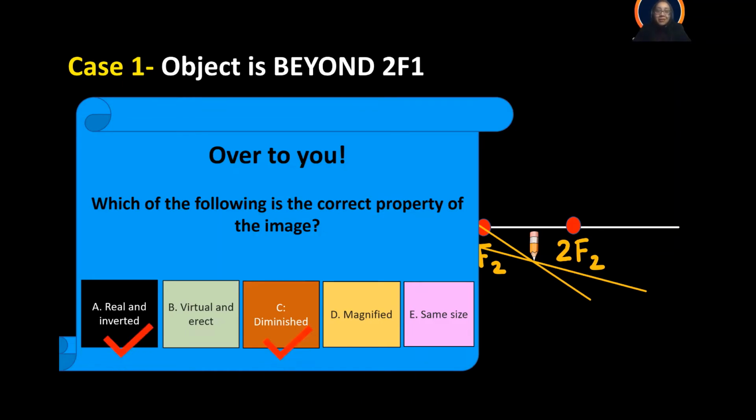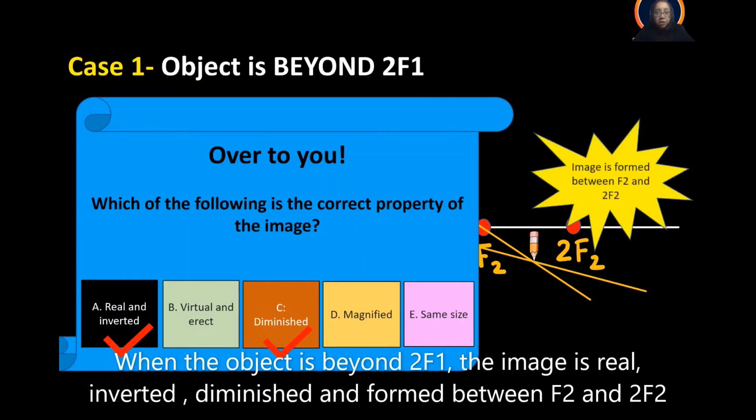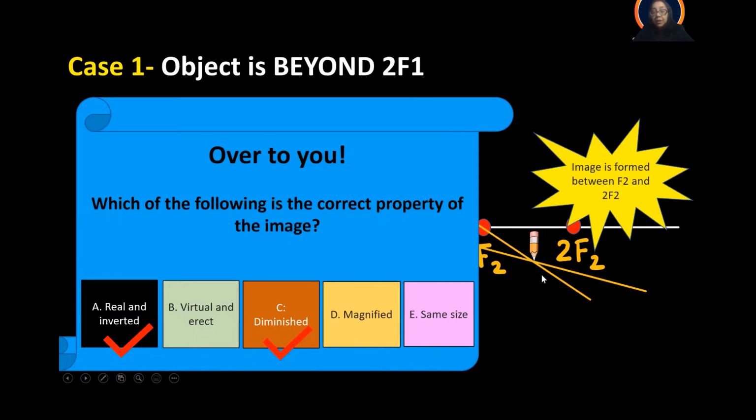I'm sure that you have answered it correctly, and option A and option C is the right answer here. That means the property of the image formed when the object is beyond 2F1 is that it is real and inverted, and it is diminished, meaning it's smaller in size. And the position of the image is between F2 and 2F2. So within these two locations, the image will be formed when the object is beyond 2F1.